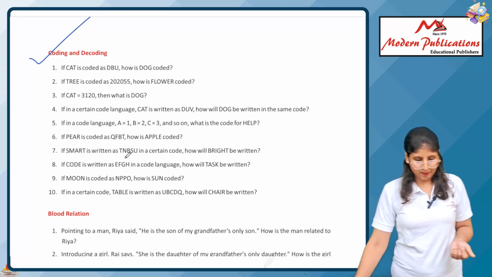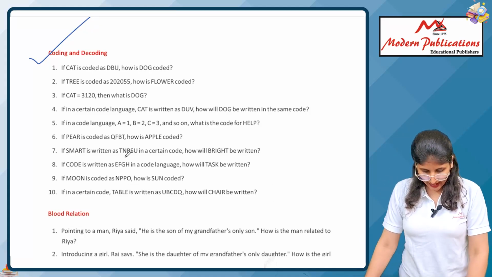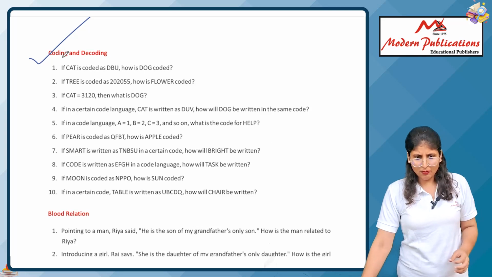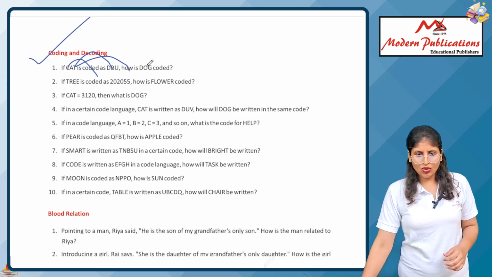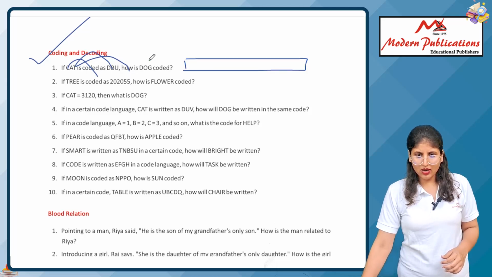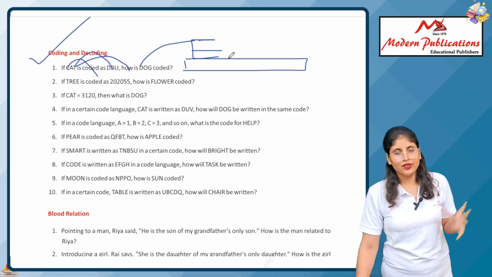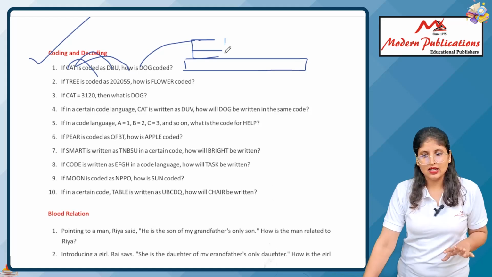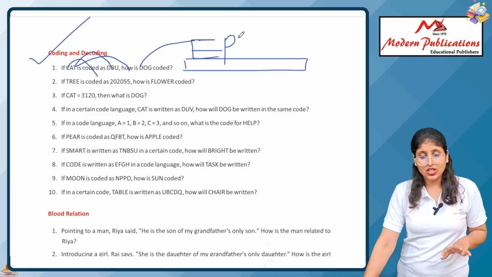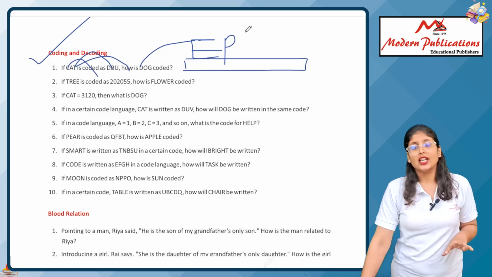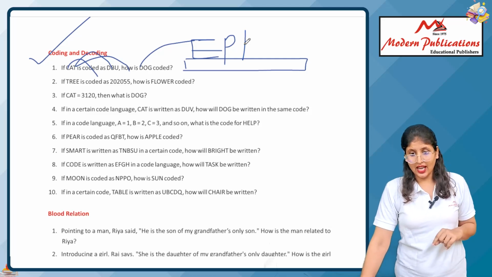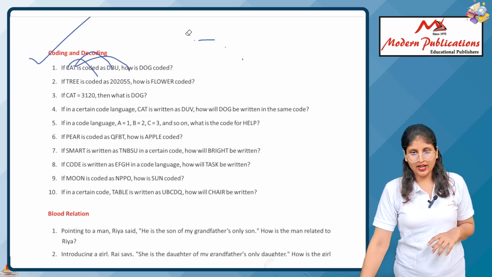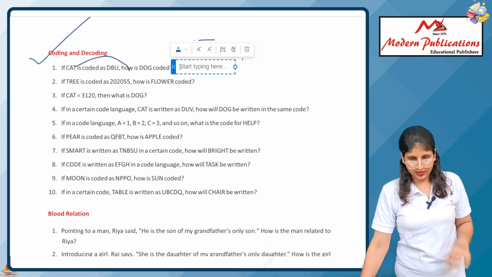Next is coding, decoding. CAT is written as DBU, meaning plus 1. C plus 1 is D, A plus 1 is B, T plus 1 is U. So can you write DOG with plus 1? D plus 1 is E, O plus 1. O is 15, 16 comes, and in 16 it comes P, and G plus 1 is H. So it comes E, P, H like this. Okay, if we write it like this, E, P, H.